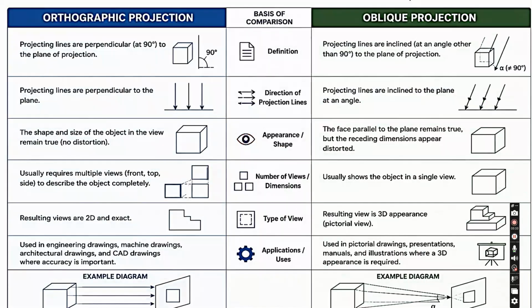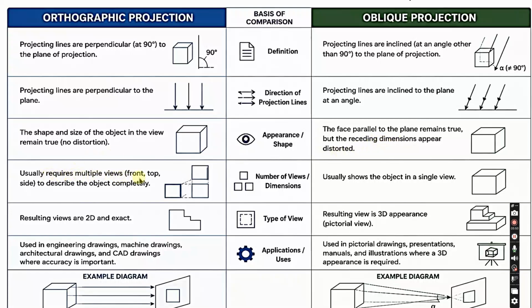In orthographic projection, the projection lines are perpendicular, at 90 degrees, to the plane of projection. In oblique projection, the projecting lines are inclined to the plane at an angle. In orthographic, the projecting lines are perpendicular to the plane, and in oblique, the projecting lines are inclined to the plane at an angle. In orthographic, the shape and size of the object in the view remain true. In oblique, the face parallel to the plane remains true, but the receding dimensions appear distorted.